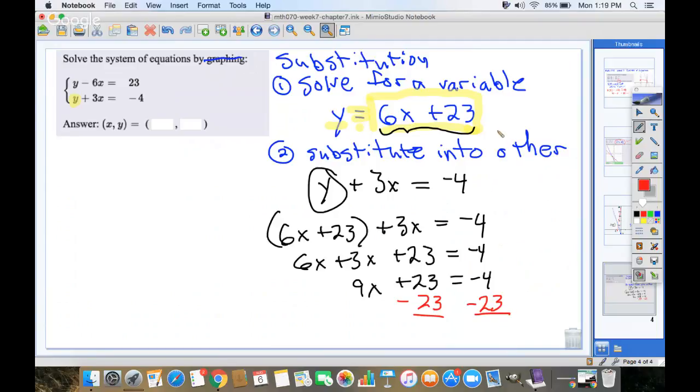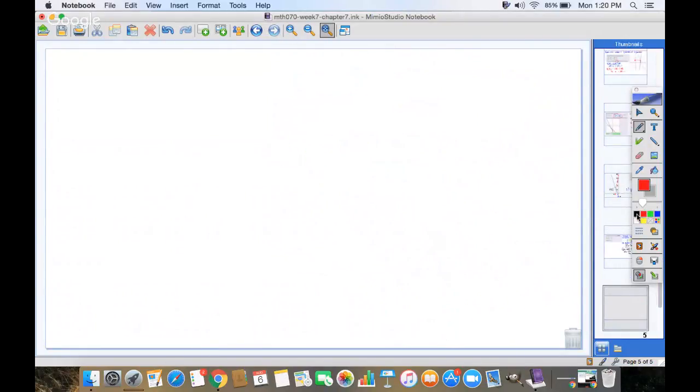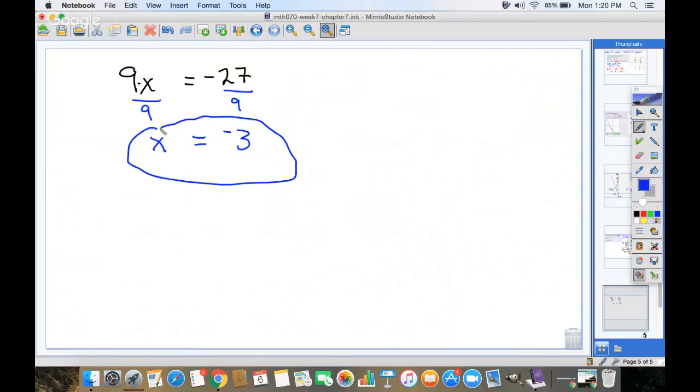So this 23 can move over to the other side. And let's get a new page. Let's see, -23 combined with -4 is going to give us a -27. So I now have 9x equals negative 27. To break that multiplication right there, I divide by 9. And that gives me x on the left side. And on the other side, 9 goes into 27 3 times. Negative over a positive is a negative. So this tells me that x should be negative 3.